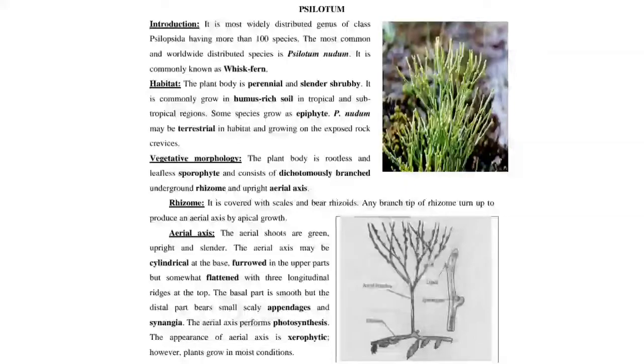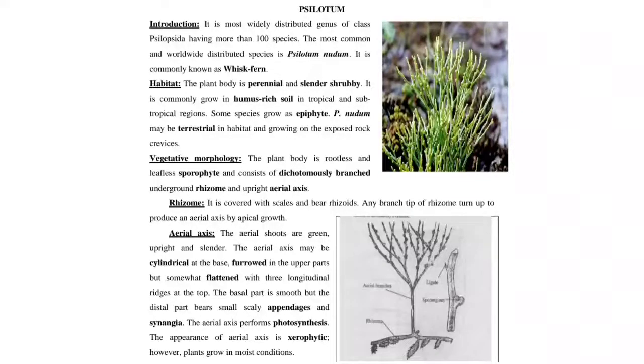Habitat. The plant body is perennial and slender shrubby. It commonly grows in humus-rich soil in tropical and subtropical regions. Some species grow as epiphytes. Some may be terrestrial in habitat and grow on exposed rock crevices.